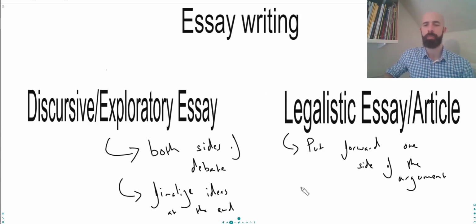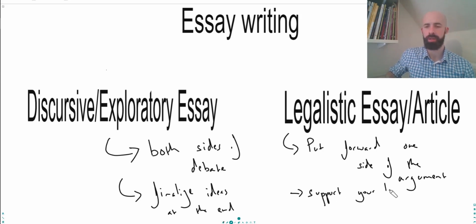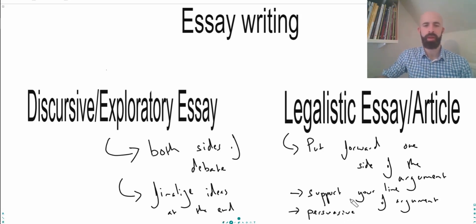So this is a slightly different format. You would probably outline your main argument quite early on, and then you give as much support as you can. So you support your line of argument. In a legalistic or article setting, you're aiming to be a little bit more persuasive in how you approach things. First of all, we're just going to take a look at the discursive or exploratory essay format. We'll look at the legalistic essay in the next video.